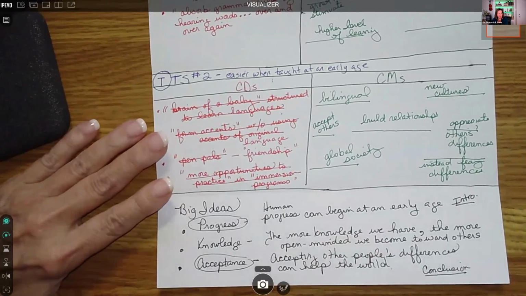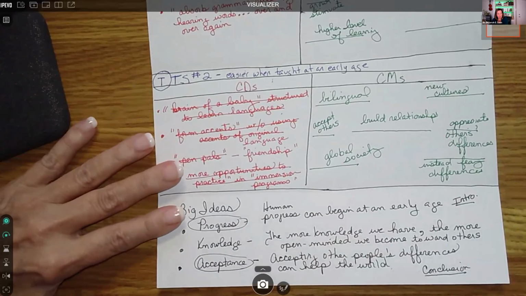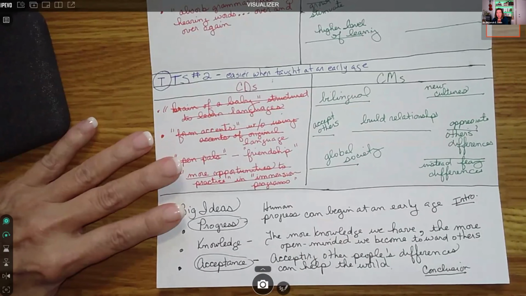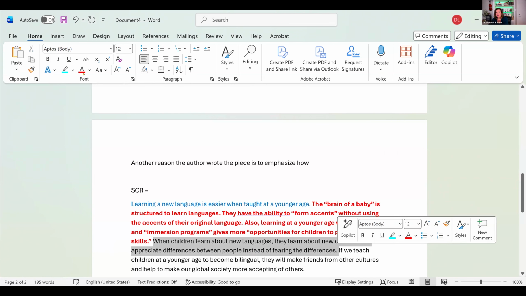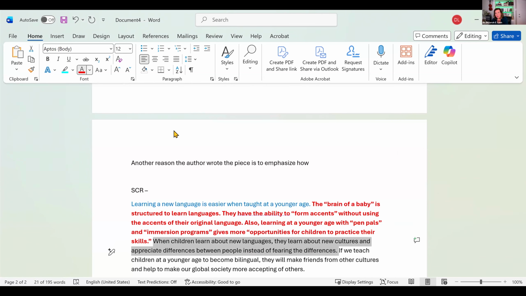Now I need to have a little bit more because I'm going to teach my students to write commentary even on the SCRs, because what I want them to do is to practice for the ECRs. So I'm going to require of my students that they put commentary in their SCRs because I think they'll get more points. When children learn about new languages, they learn about new cultures and appreciate differences between people instead of fearing differences. Right there. That is a green commentary.